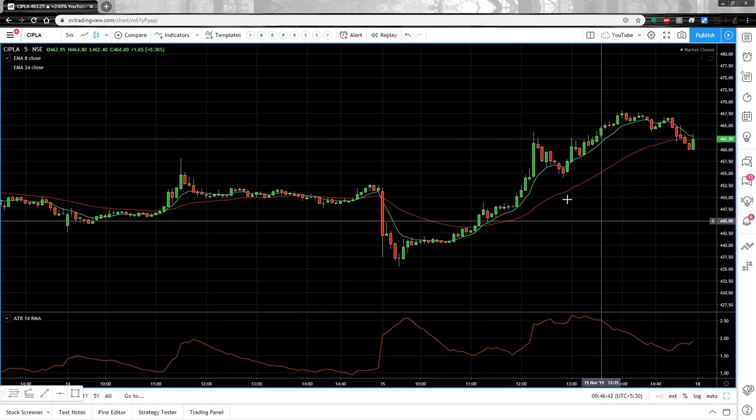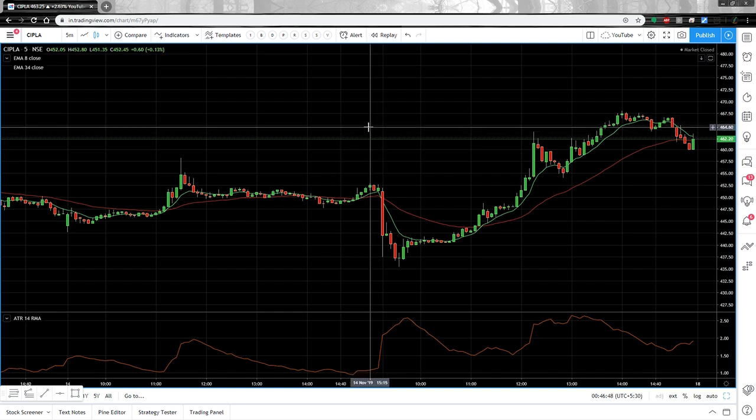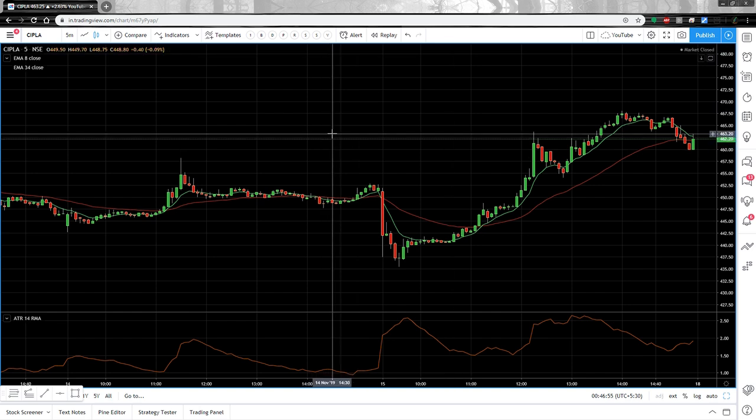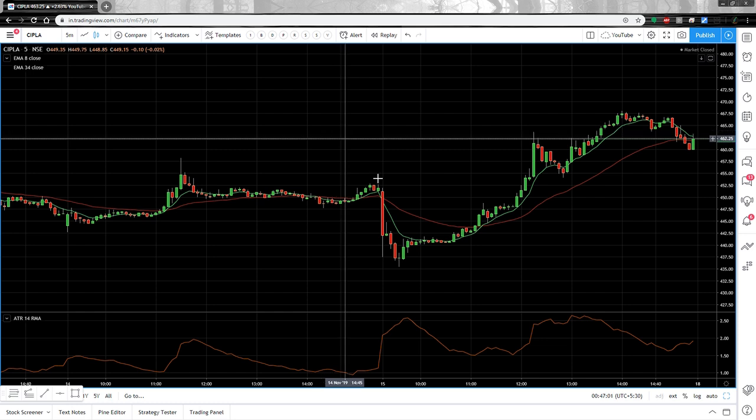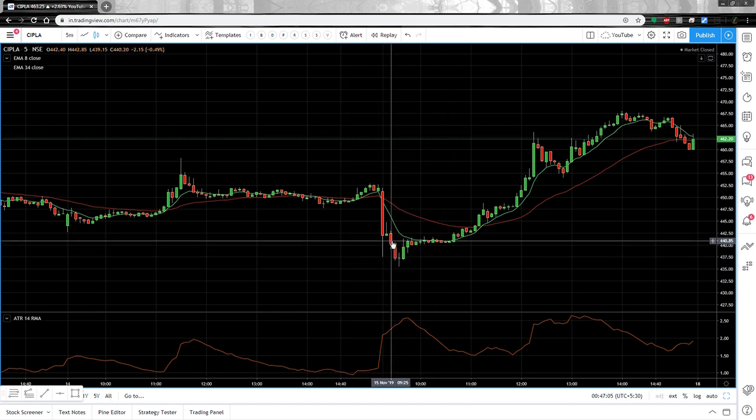Let's get on to the charts. As I already said some time ago, this is a 5 minutes chart of Cipla. Why did I take Cipla as an example? Because I gave a sell call for Cipla on November 15th, that is last Friday, and we booked a good profit in that. So the sell call was generated here.